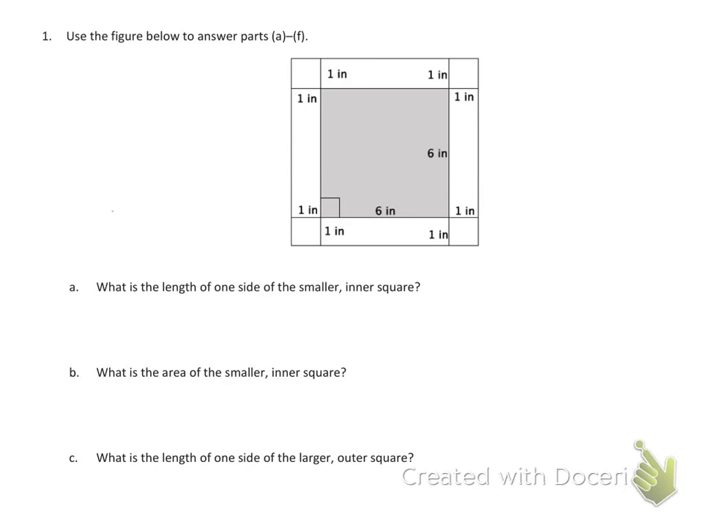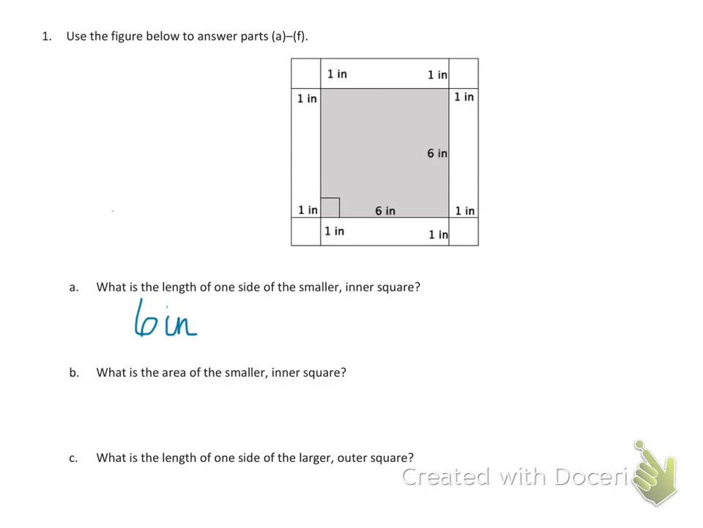Okay, so let's continue with exercise 1. Hopefully you've tried these on your own. You'll get a lot more out of this discussion if you have. What is the length of one side of the smaller inner square? The length of the smaller inner square is 6 inches, and we can tell that from the diagram.